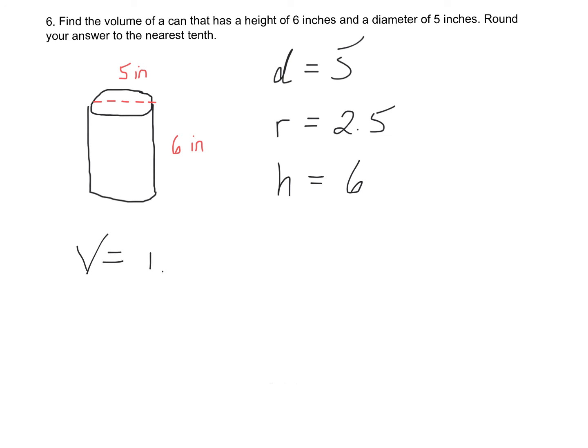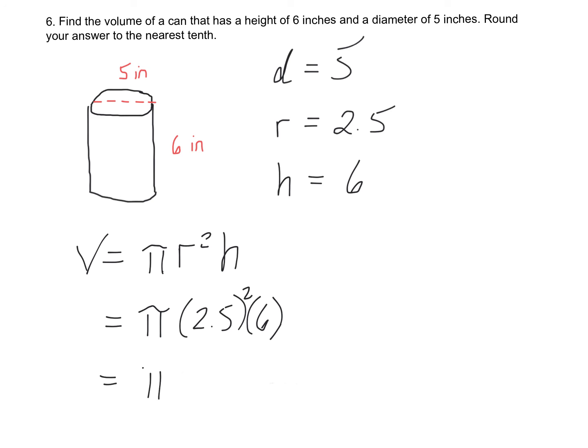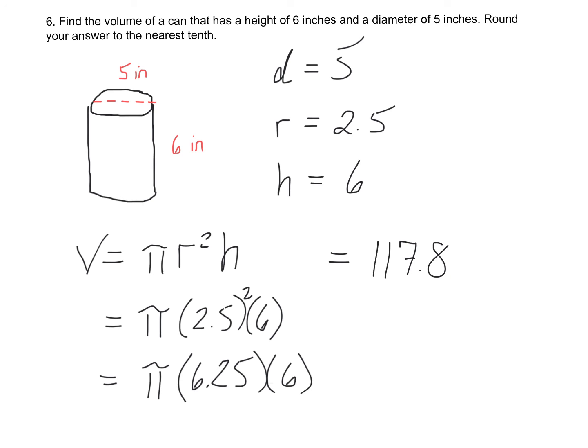So if we recall, it is pi r squared times height. So we'll plug in what we have. In this case, our radius is 2.5. Our height is 6. And we have to square that radius, which is going to give me 6.25. And then I need to multiply all those terms together, which gives me a final volume of 117.8 inches cubed.